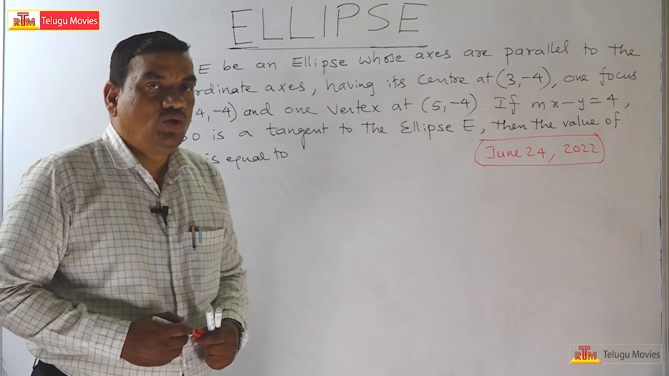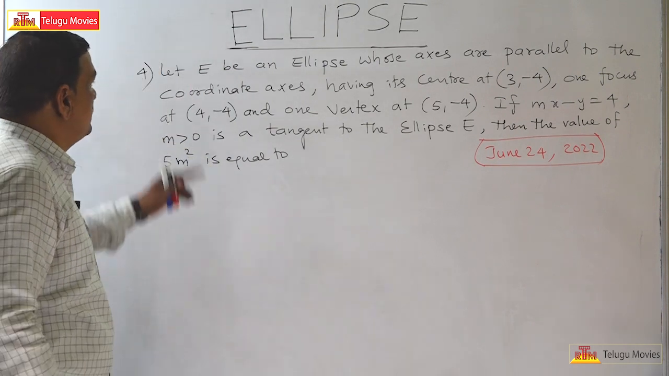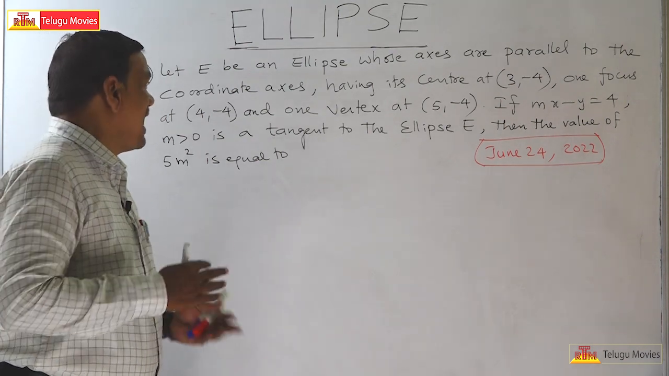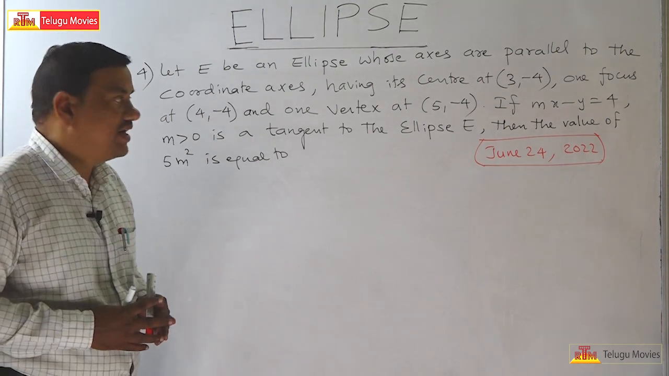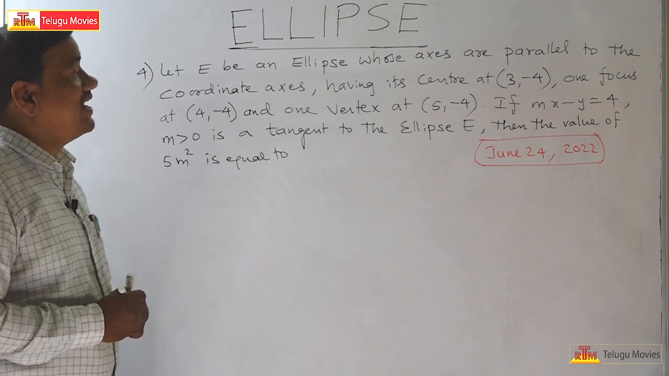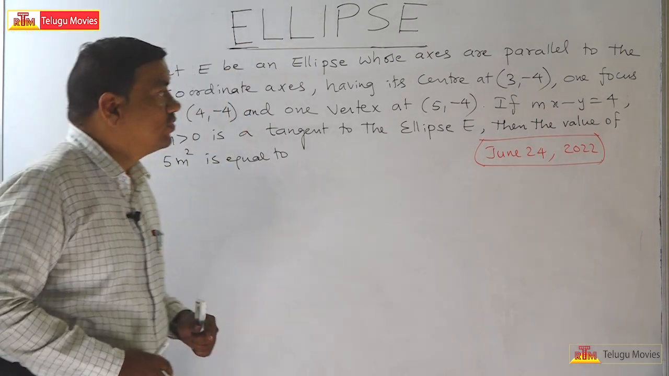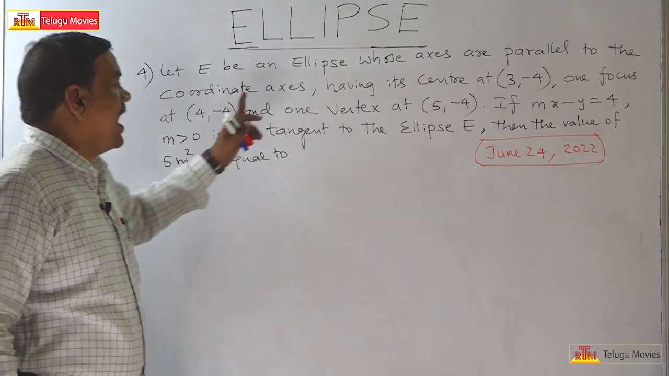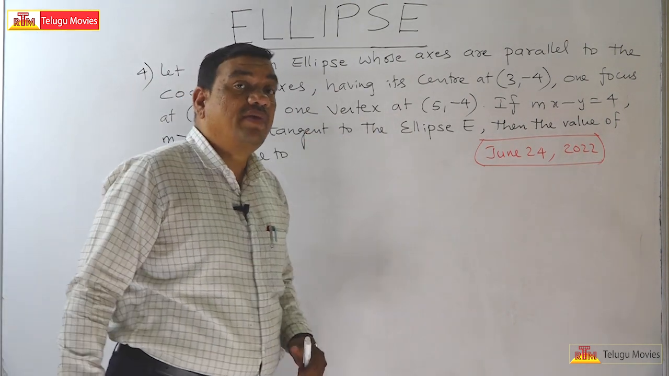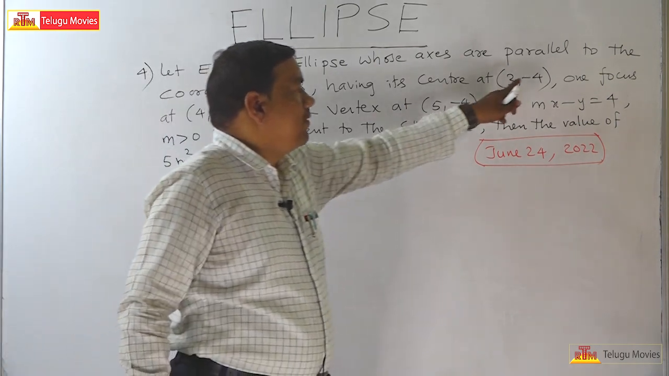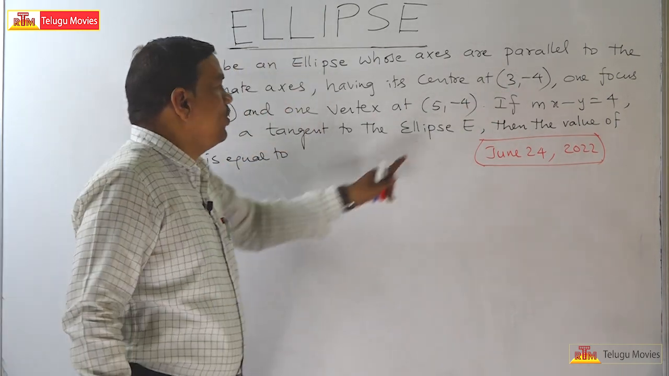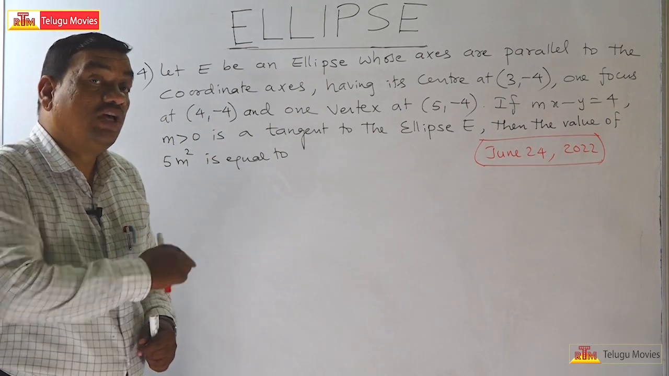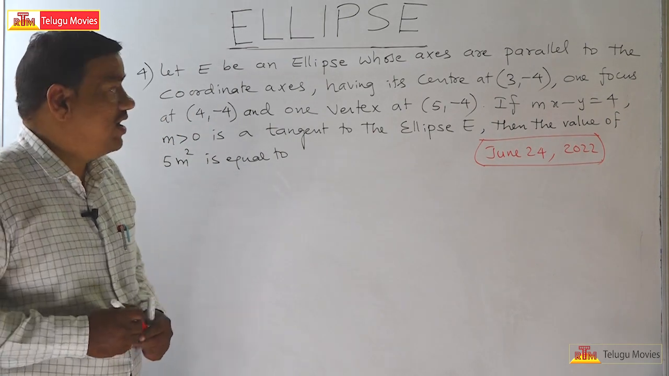Dear students, welcome to this problem. The problem is, let E be an ellipse whose axes are parallel to the coordinate axes, having its center at 3 comma minus 4, one focus at 4 comma minus 4 and one vertex at 5 comma minus 4. What is observed here? Minus 4, minus 4, minus 4. All y coordinates are minus 4. Therefore, it is a horizontal ellipse.